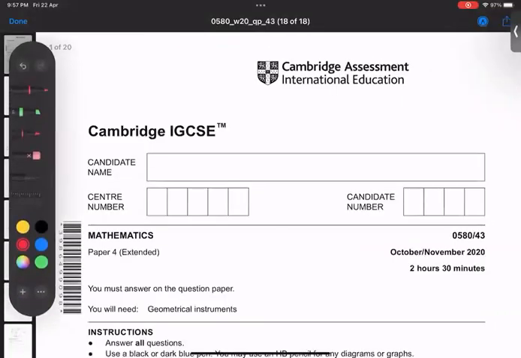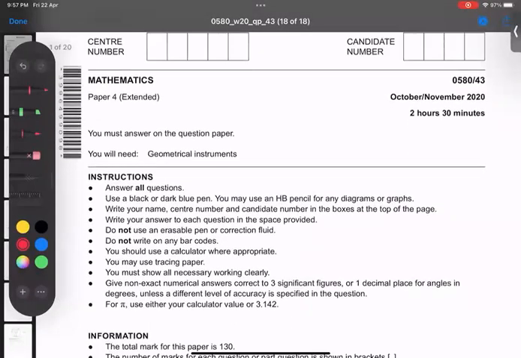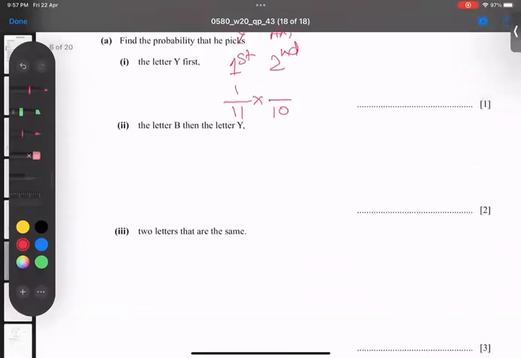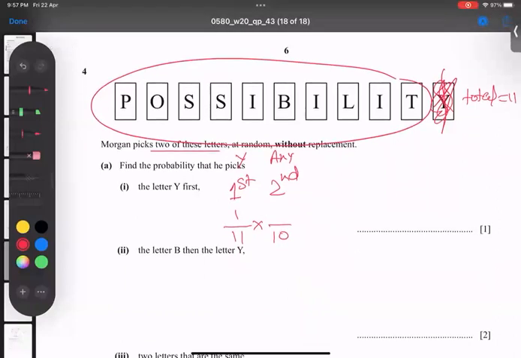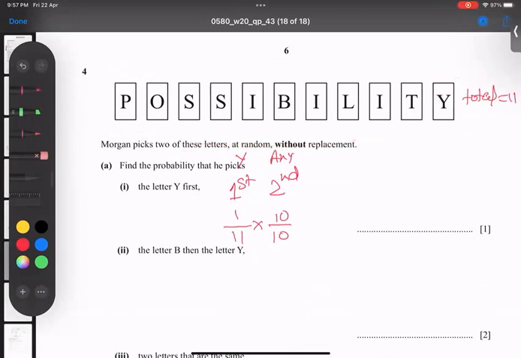Wait a minute. Okay, the second card can be any. So any means what? 10 by 10. So this is my final answer. I hope you got the idea clear. And the answer is finally 10 by 10 cancel out, so 1 over 11.